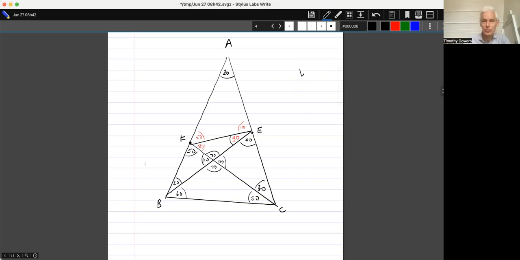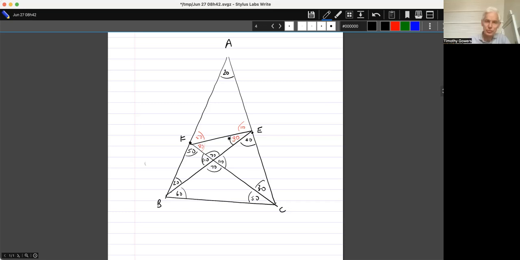Just check that I've got the right pen again, yes. So have we got a 20, 50, 110 one somewhere? 20, 50, 110, yes. We'd like to be able to show that this triangle here is similar to this triangle here. So that's actually quite a nice potential thing to aim for.